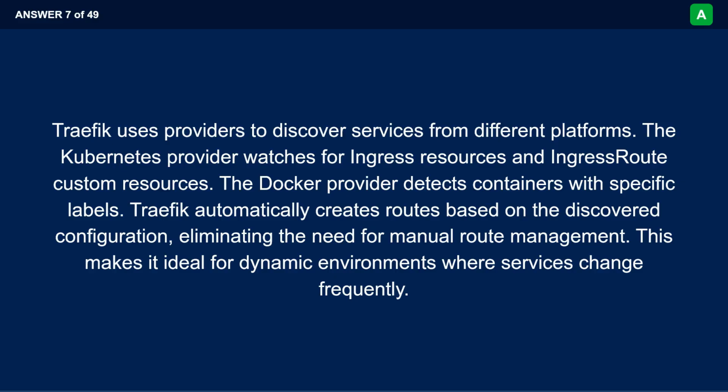How does Traefik automatic service discovery work? Traefik uses providers to discover services from different platforms. The Kubernetes provider watches for ingress resources and ingress route custom resources. The Docker provider detects containers with specific labels. Traefik automatically creates routes based on the discovered configuration, eliminating the need for manual route management. This makes it ideal for dynamic environments where services change frequently.